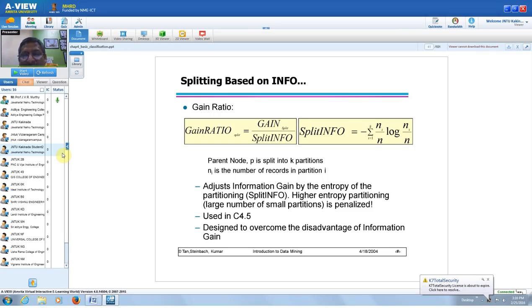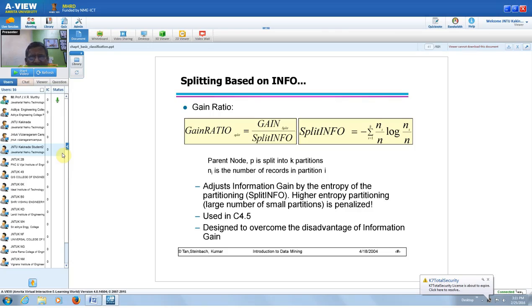Higher entropy partitioning is penalized. That means though your gain is more, if it is divided by split info, you are getting per partition what the gain is like. Are you getting this? So your per partition gain should be much higher. This gain is divided among the partitions with a weighted average, so that's why you made it split info. And the C4.5 algorithm uses this gain ratio instead of simple gain.